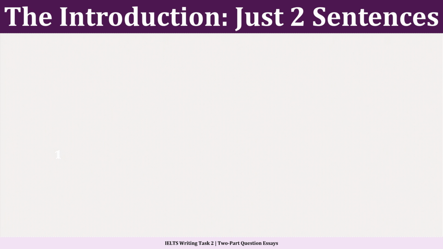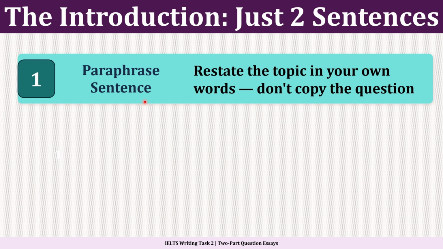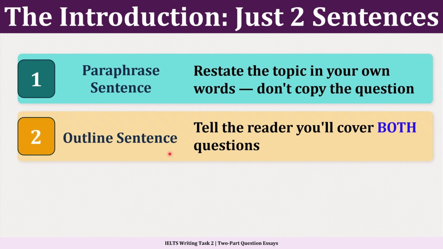Let's start with the introduction. The good news is that a strong task 2 introduction only needs 2 sentences. The first is your paraphrase sentence. You restate the topic of the question in your own words rather than copying it. The second is your outline sentence, where you tell the reader you're going to cover both questions. That second sentence is especially important for this essay type because it proves to the examiner that you've understood there are 2 questions to answer. That's it. It's simple, clear, and easy to write.